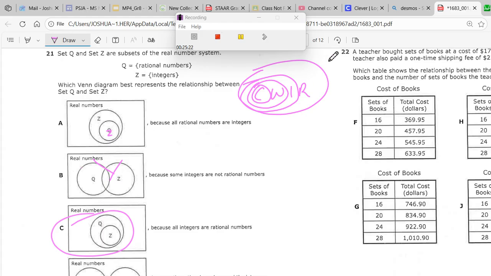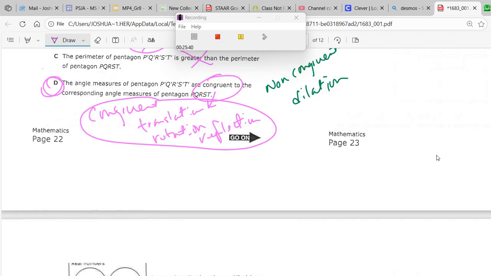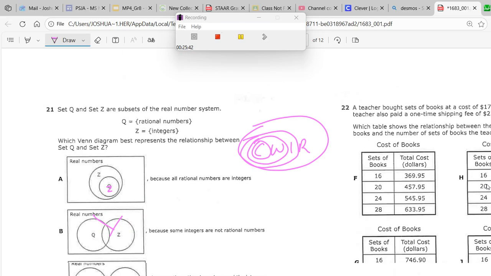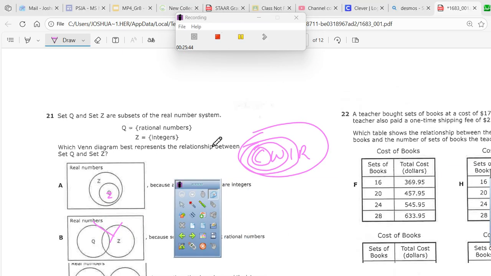Okay? A teacher over here bought a set of books. It costs $17.95 per set. That's going to be y is equal to 17.95, guys. FYI. Let me just write it down here in the middle. Maybe y is equal to 17.95x plus $22. We're looking for which of these gives me this right here.